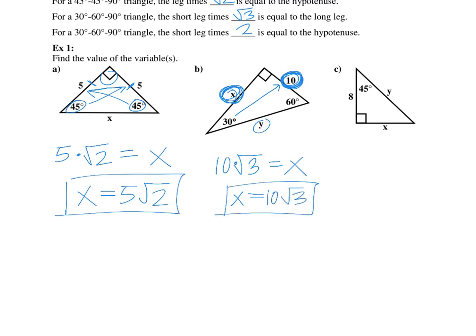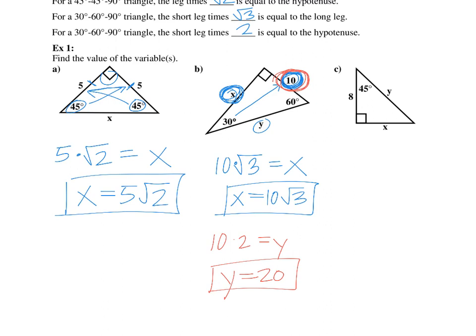Now here I have the short leg once again. I go back to that because that's the foundation for figuring out the other side lengths. I take 10 and multiply it by what to get the hypotenuse? I multiply it by 2, and that's equal to the hypotenuse, which is y. So y is equal to 20. Done.